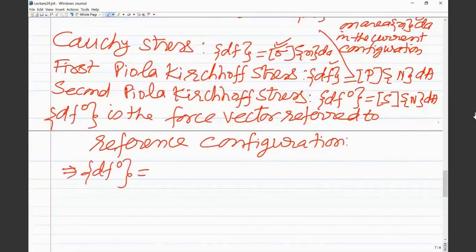So we have defined the inverse deformation gradient. We can relate this df naught to df using the inverse deformation gradient. We assume that df is pulled back to the reference configuration through this inverse deformation gradient tensor. So vector df naught can be written as del capital X1 upon del small x1, del capital X1 upon del small x2.